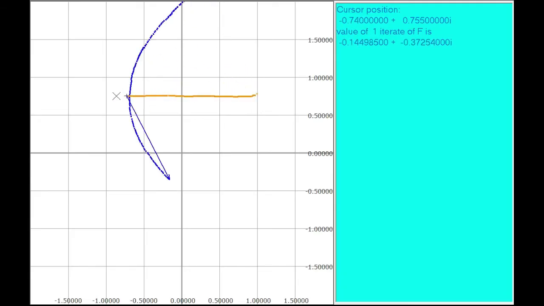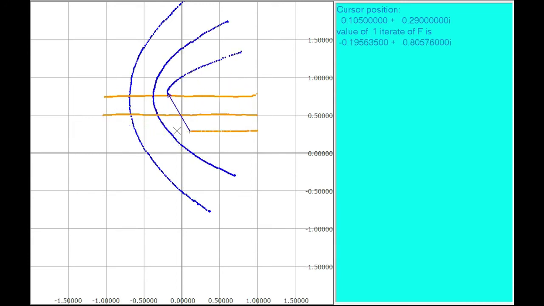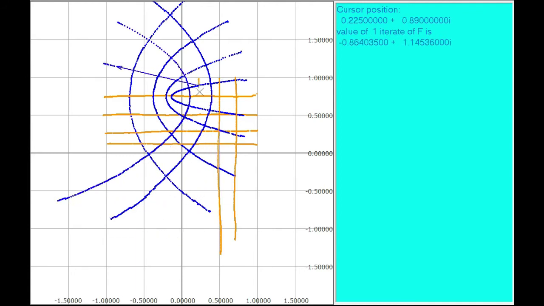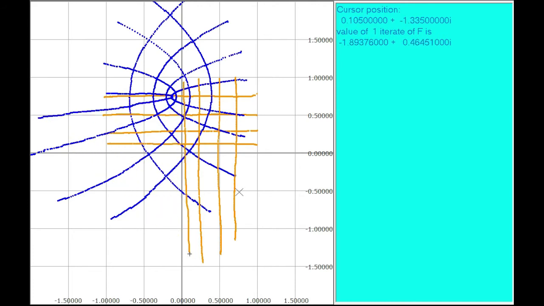Here's a quick reminder of how that function behaved. It took horizontal lines to what looked like parabolas that opened to the right. And it also took vertical lines to what seemed to be parabolas that opened to the left. It also took circles to what looked like circles, or at least some kind of loops. And sometimes those loops were traced out once, and sometimes they were traced out twice.